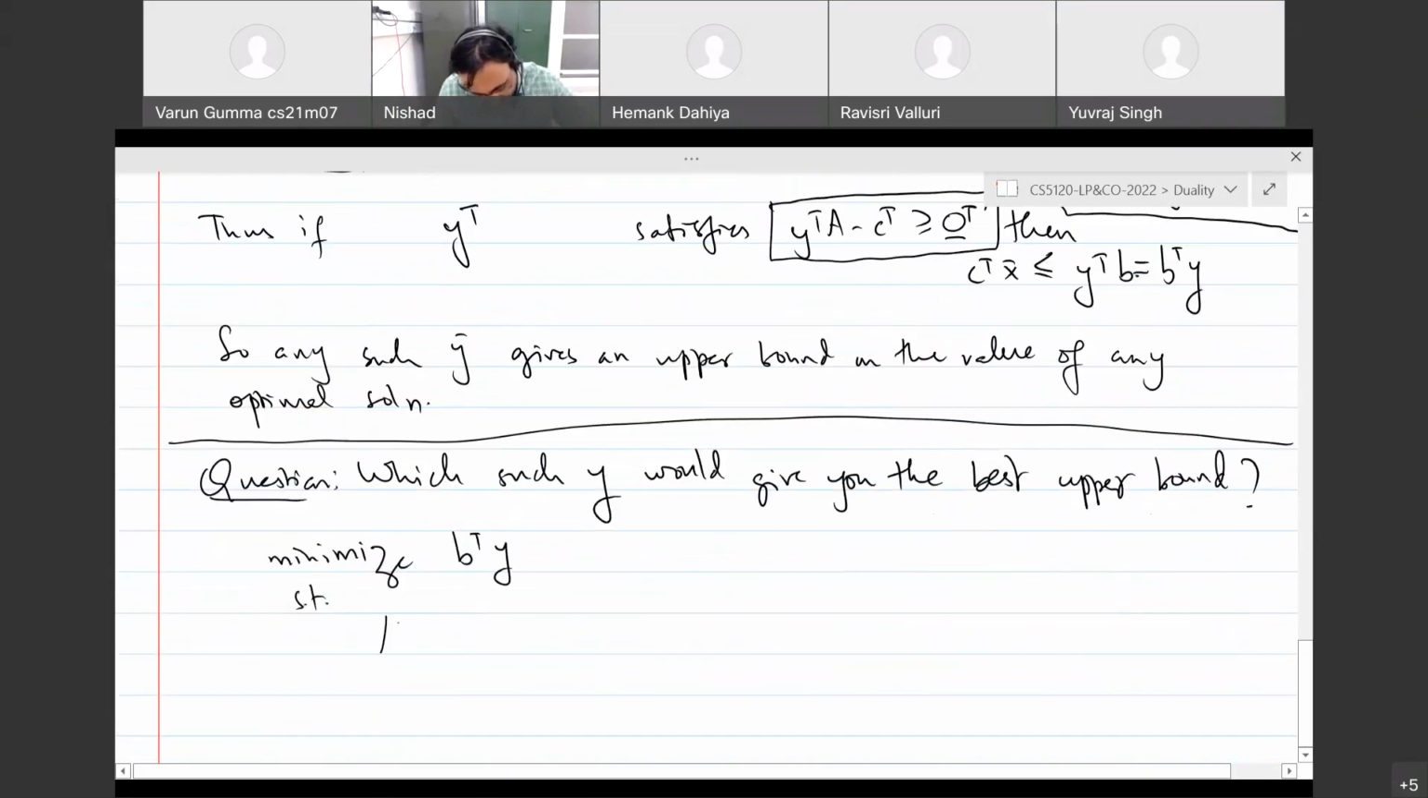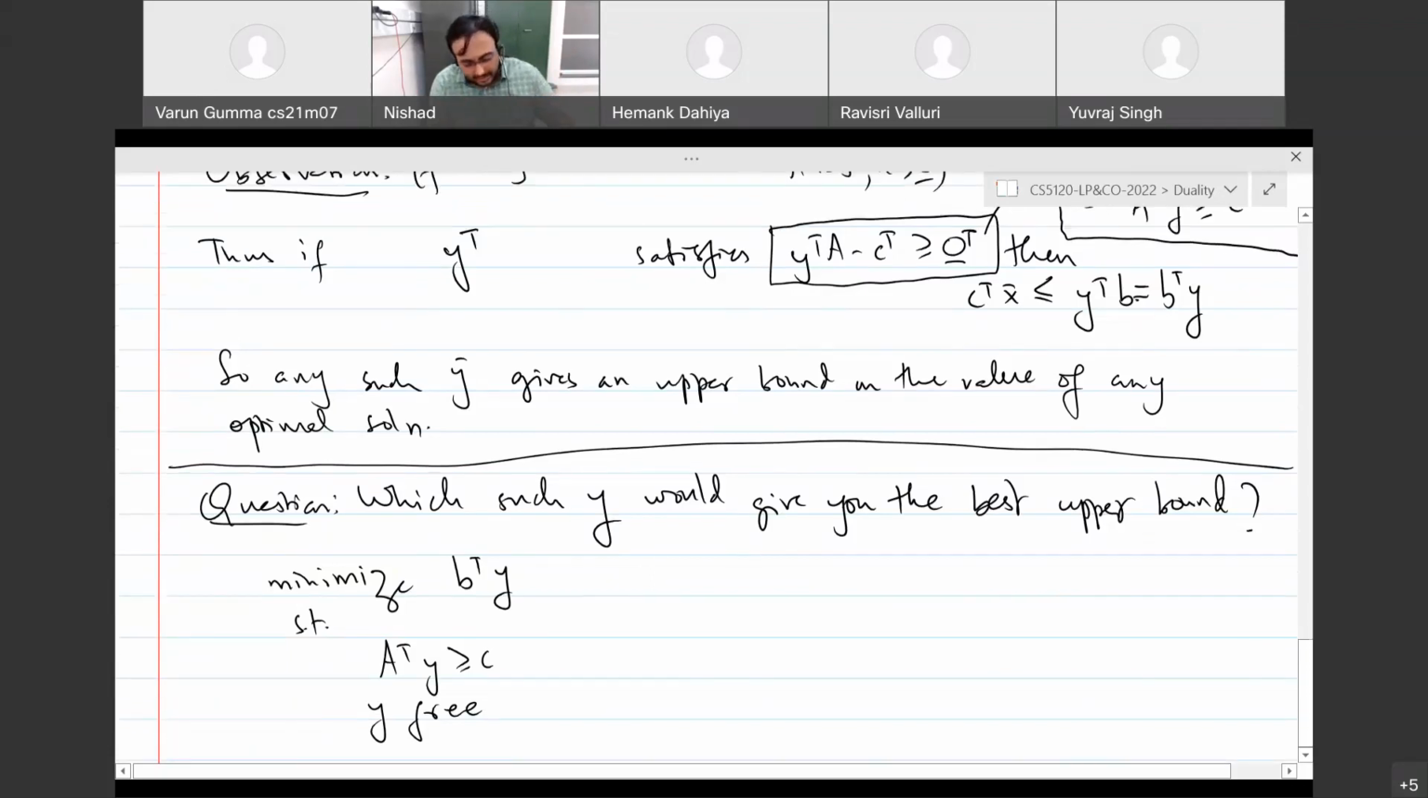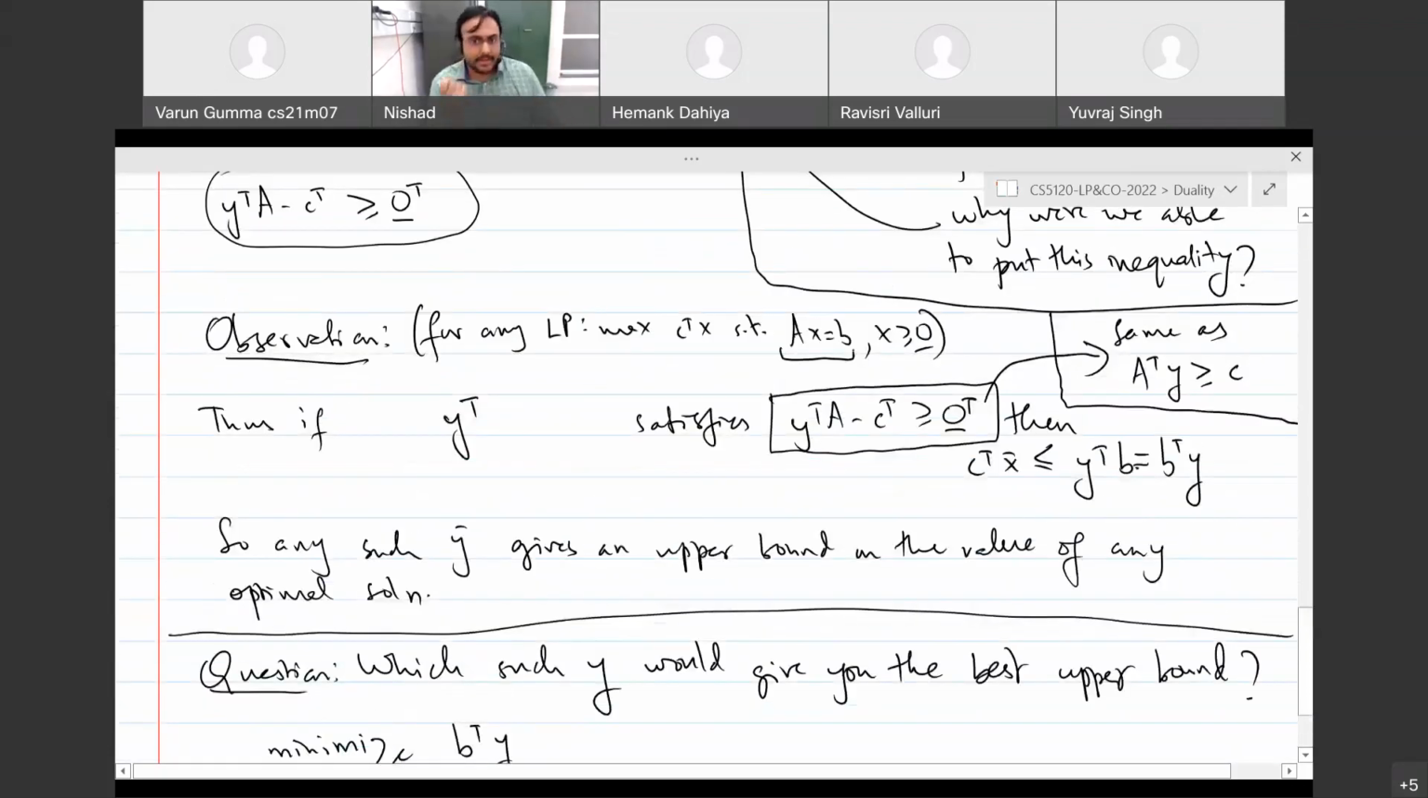Right? So that's exactly what's going on here. We are trying to minimize B transpose Y subject to A transpose Y being at least C. So that is our constraint. Y is a free variable. Remember, we had no constraints on Y because we can multiply the equations by any number we like because they are equations. If they were less than or equal to or greater than or equal to, then we would have to be careful. We might not be able to multiply by any variable, or if we multiply, then we might have to flip the sign. But because our original LP had just equations, our y's did not have any constraints. We can multiply both sides by any number we like.